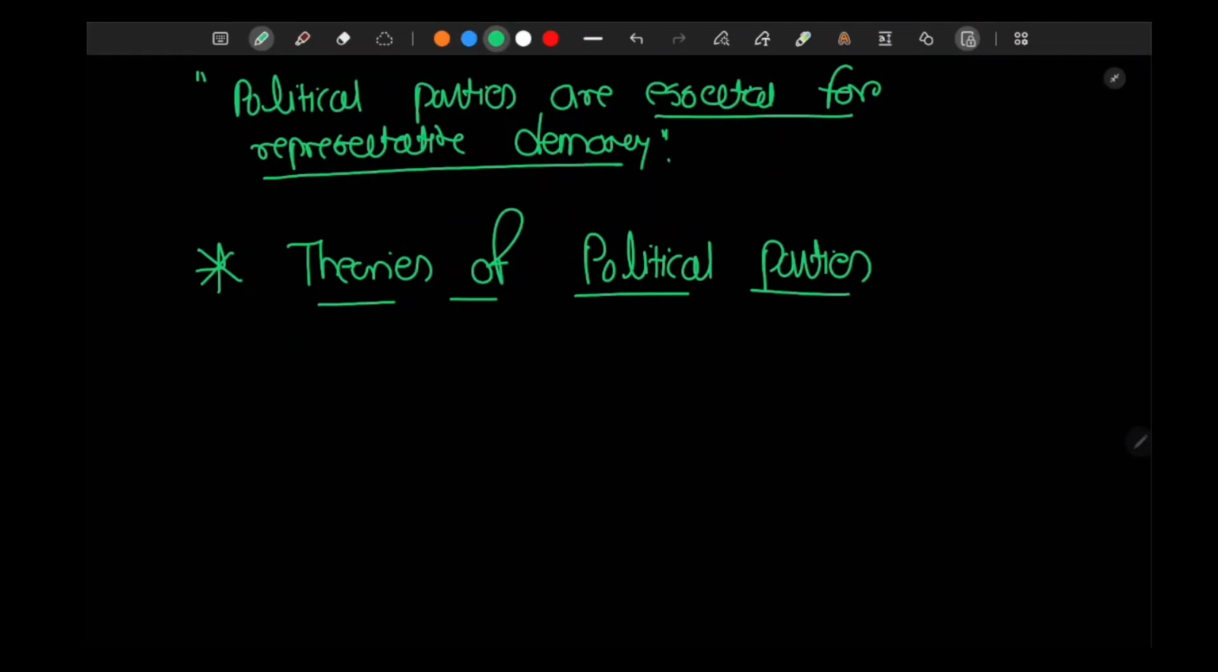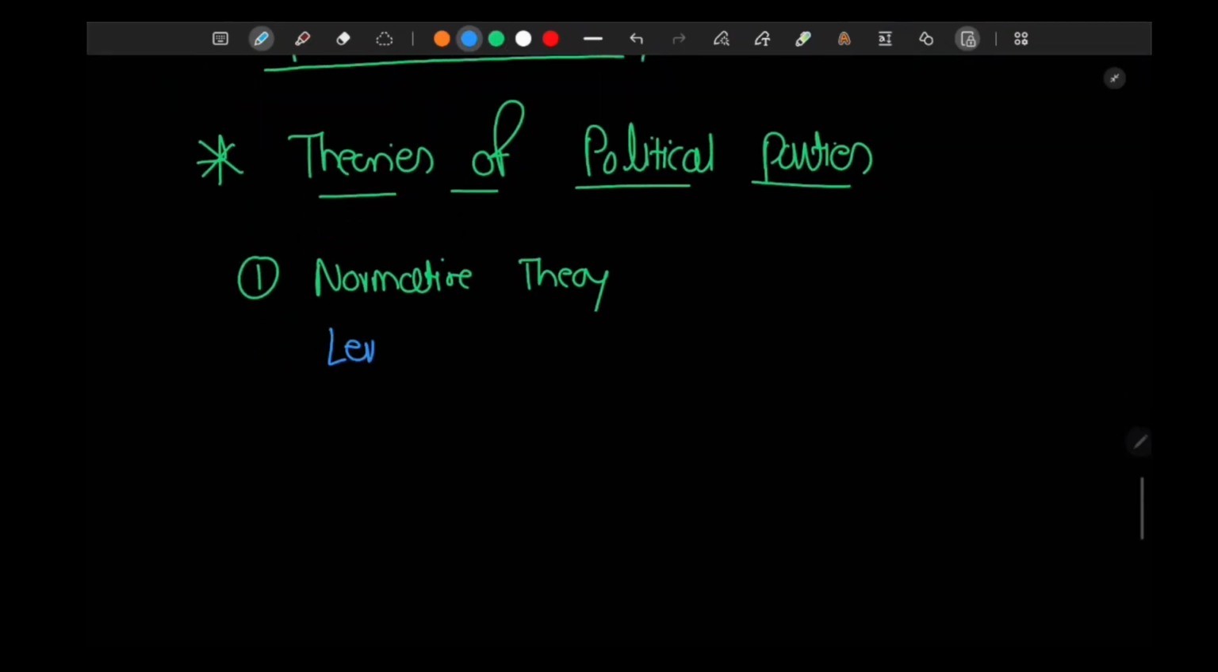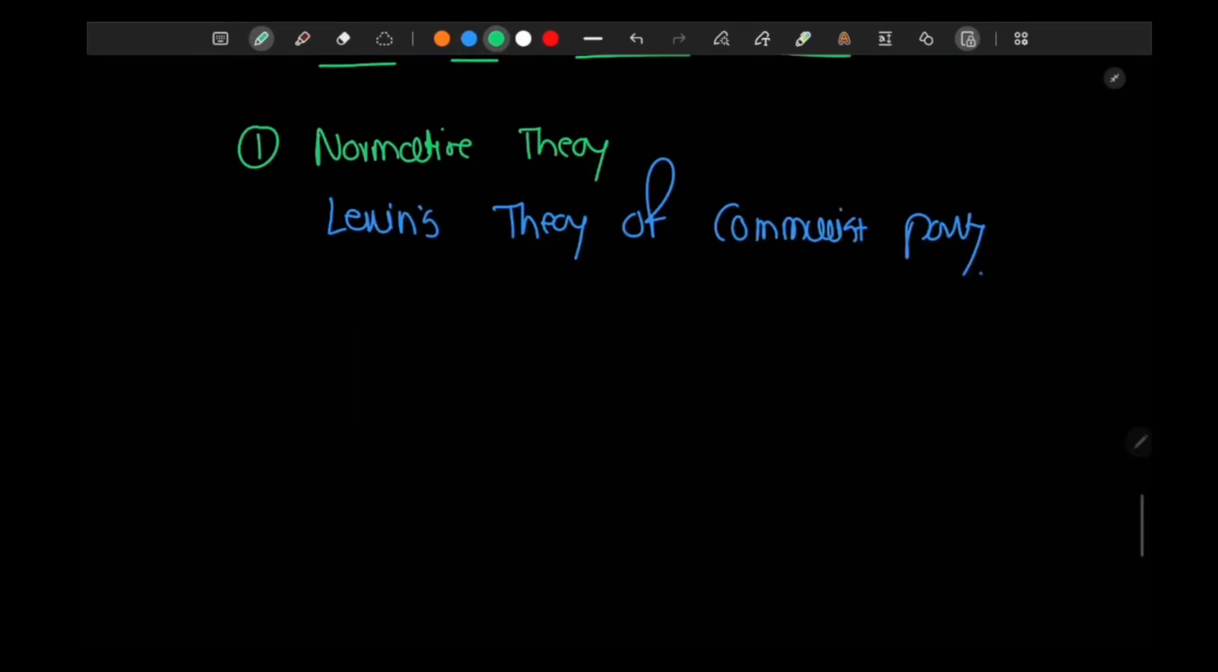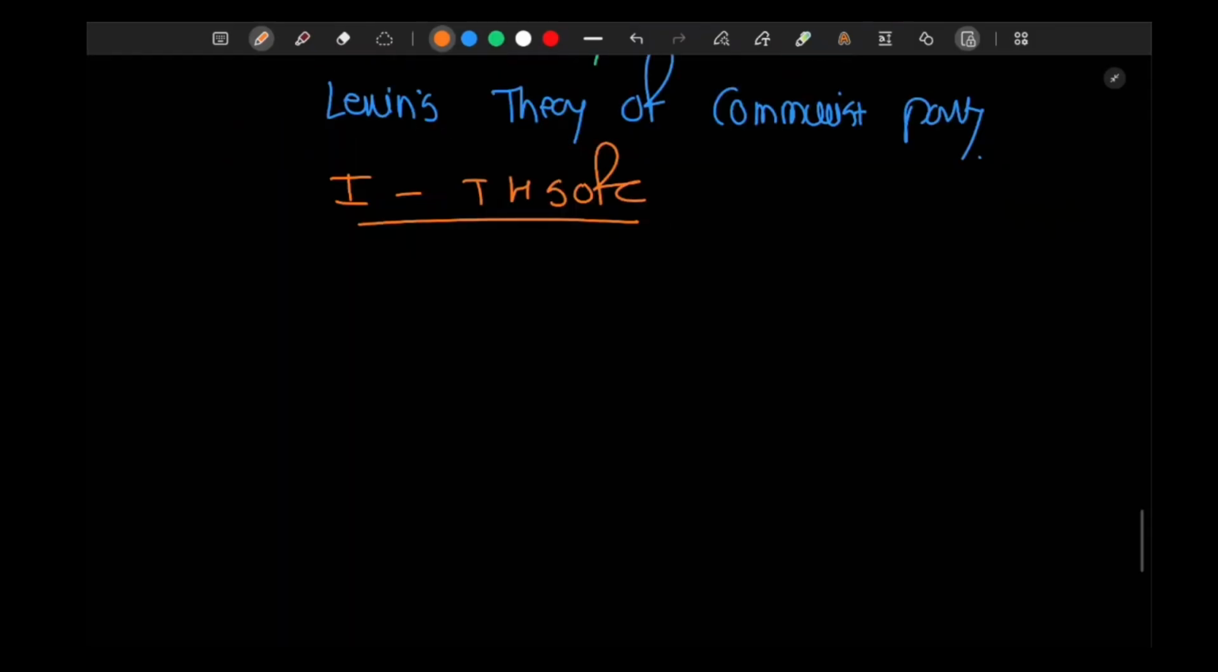Lenin's theory of the Communist Party is broadly classified as a normative theory. It is given in his book Imperialism, the Highest Stage of Capitalism. In this book, he has given the theory of the Communist Party, whereby he explains the Communist Party to be pyramidical with a broad base.